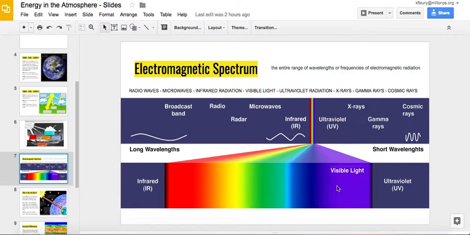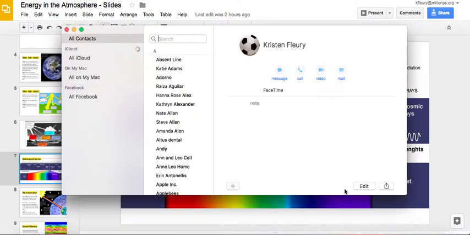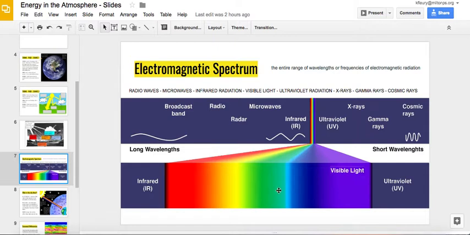And then this here, the rainbow that you're seeing, that's all different types of visible light, right? You've heard that visible light is made up of the rainbow, and that's what you have here. And then on this end, you have ultraviolet light, where you have shorter wavelengths.